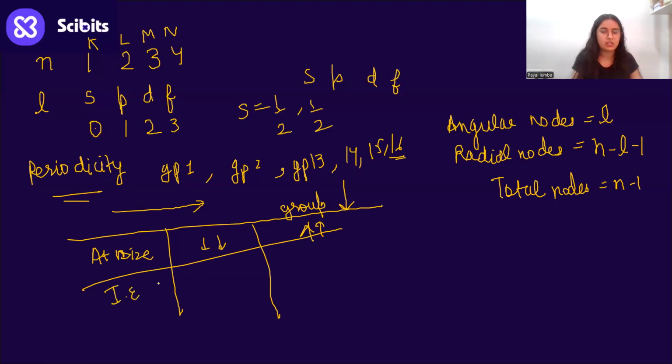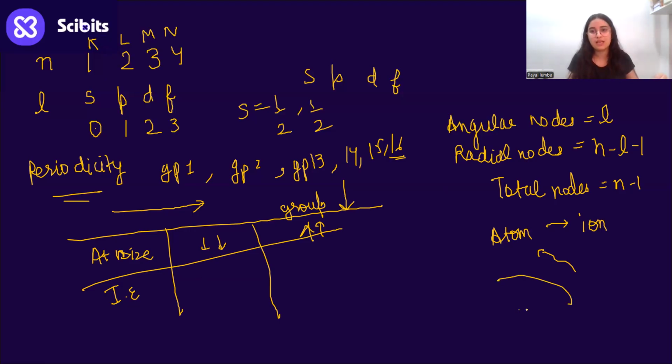Now, ionization energy. What is ionization energy? The name suggests we make an atom into an ion. Whenever we have to make an atom into an ion, we are removing an electron, so we have to give energy. The amount of energy that should be given to an atom to convert it into an ion is what we call ionization energy.